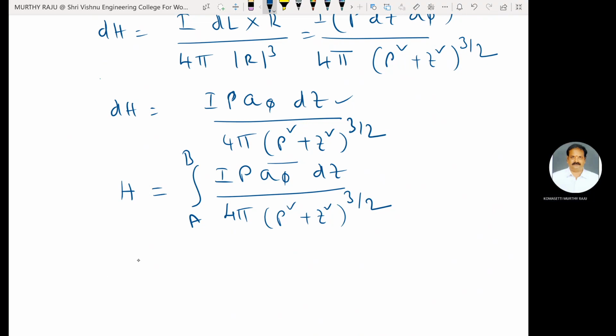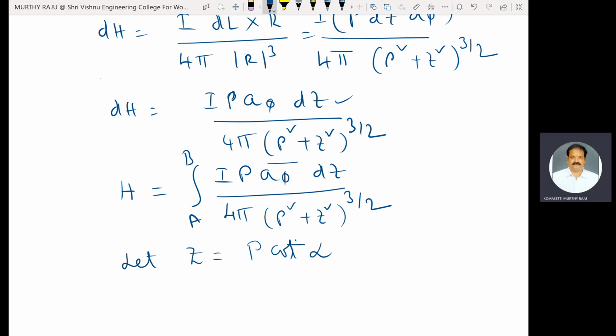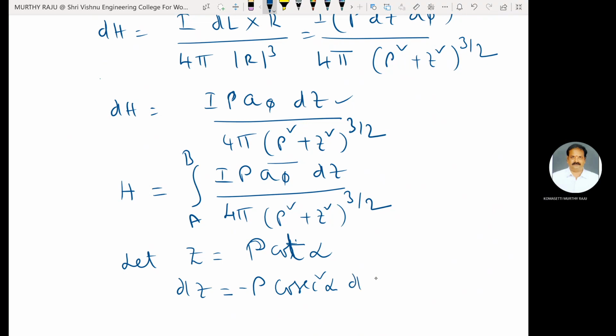Let z be equal to rho cot alpha, because it makes an angle of alpha as shown in the figure. This one is rho. Then dz is equal to the derivative of rho cot alpha, which is minus rho cosecant square alpha d alpha.